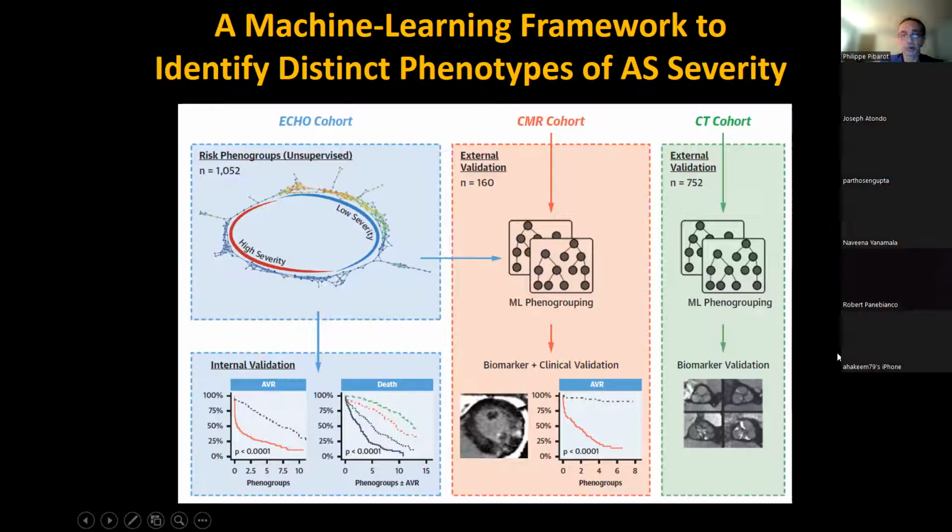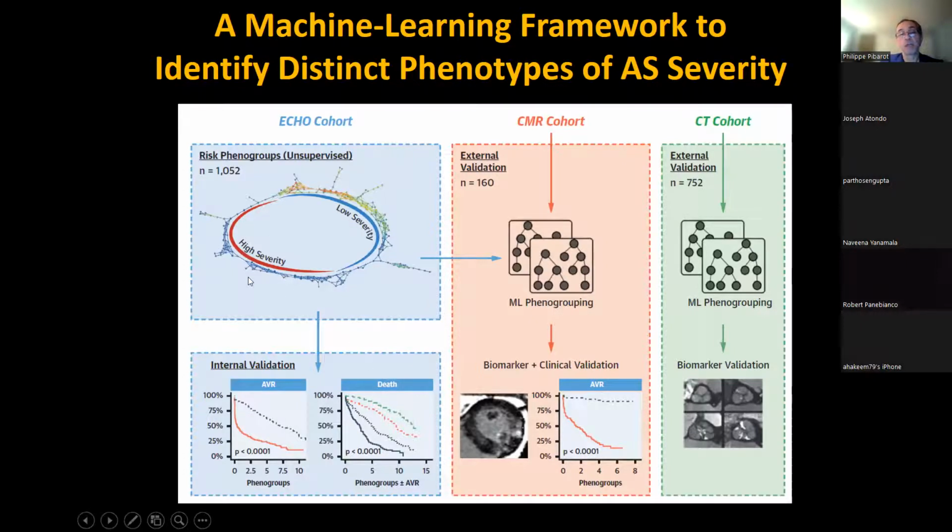Mark Dweck, also from Edinburgh, was involved. And using a machine learning framework, we've been able to identify distinct phenotypes of AS severity. This study was mostly focused on patients with severe AS. Most of the patients were asymptomatic. And still, we've been able to identify, using several echocardiographic features that have been selected by the machine, a high severity group versus a low severity group. You see this loop, and you clearly see two parts in the loop, the high severity and the low severity.